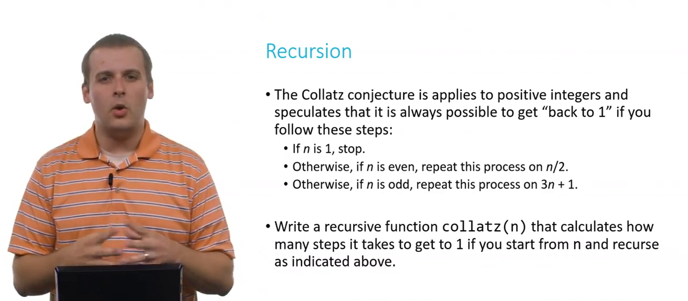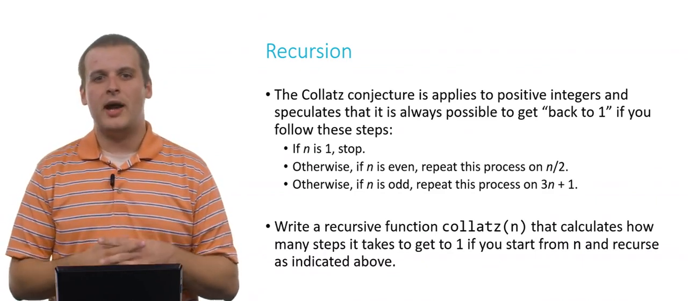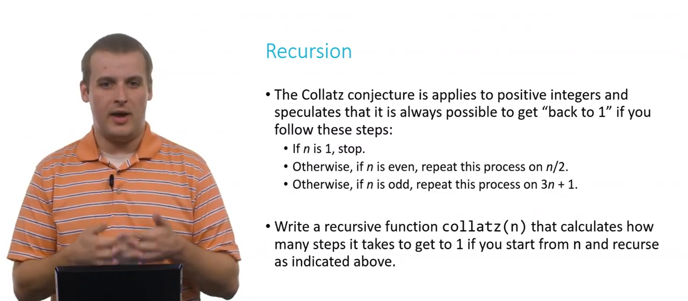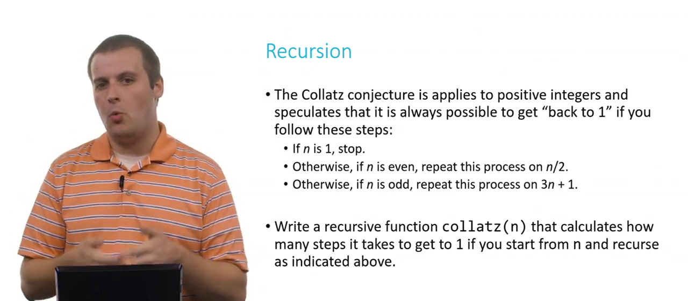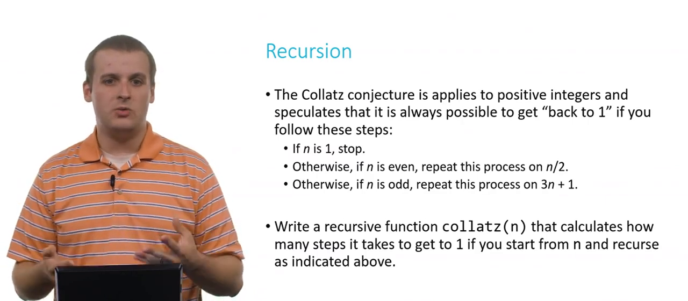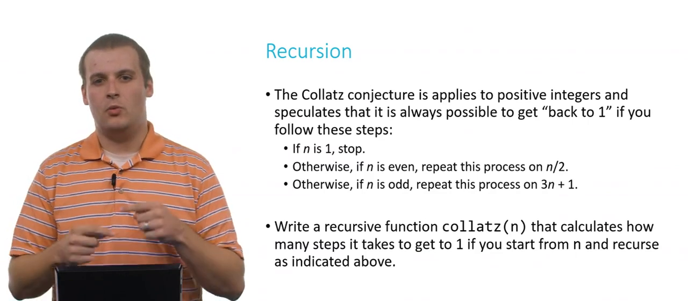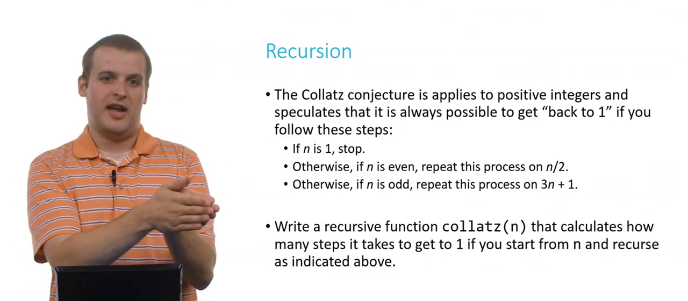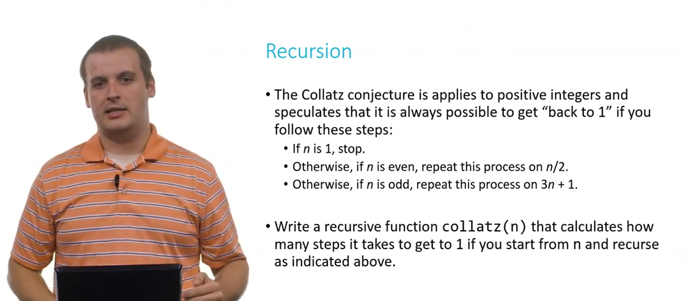And so the goal for this video is to take a second, pause the video, and try to write this recursive function collatz, where you pass in a value n, and it calculates how many steps it takes to get to 1 if you start from n and you follow those steps up above. If n is 1, it takes 0 steps, right? Otherwise, it's going to take 1 step plus however many steps it takes on either n divided by 2 if n is even, or 3n plus 1 if n is odd.